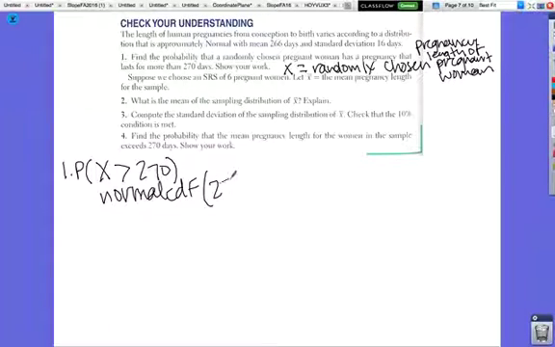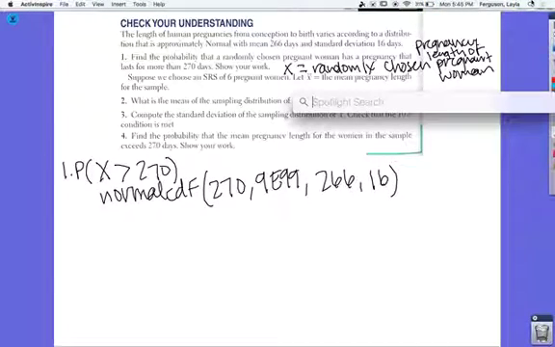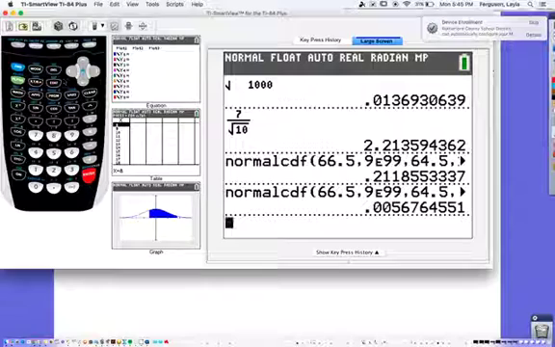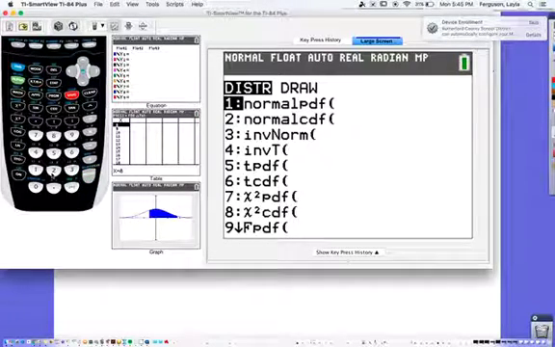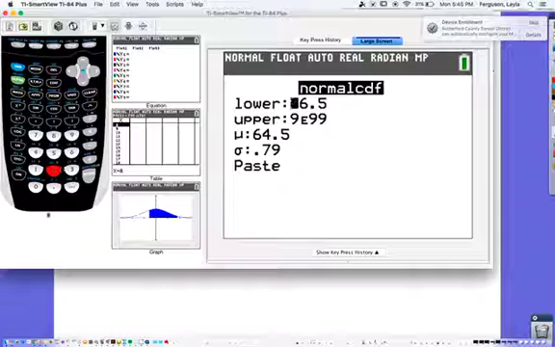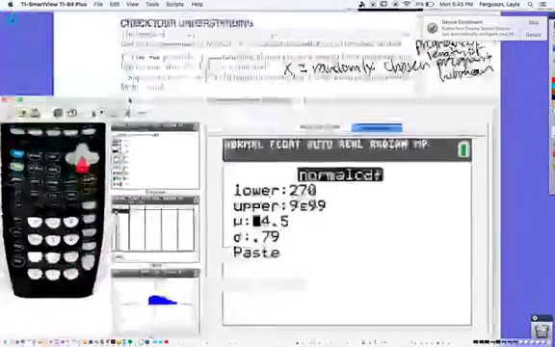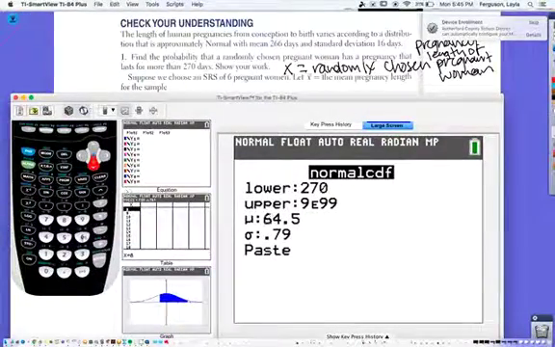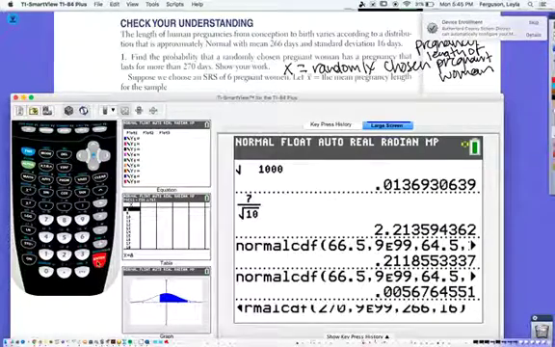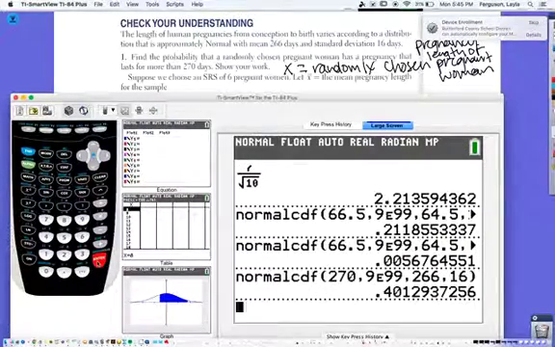Your lower bound 270, your upper bound 9E99, your mean 266, and your standard deviation 16. So second VARS, option 2, lower bound 270, upper bound 9E99, your mean 266, your standard deviation 16, and when you work that out, you get 0.4013.